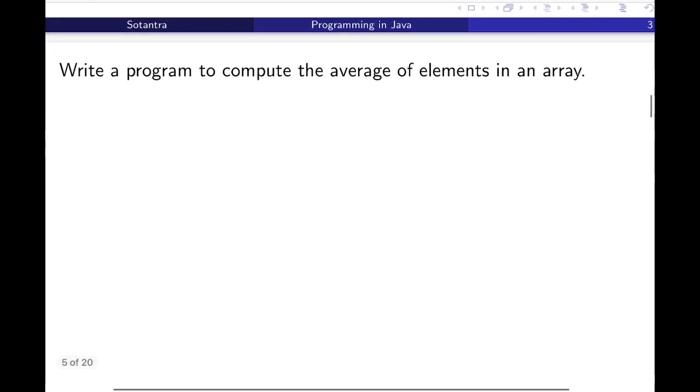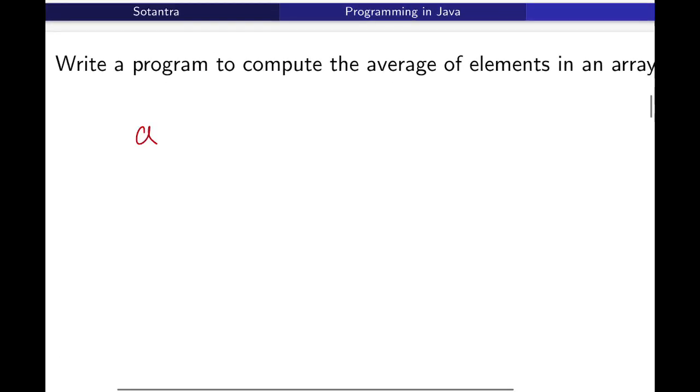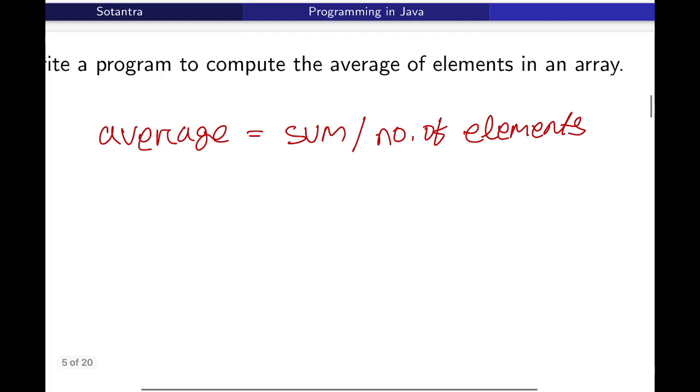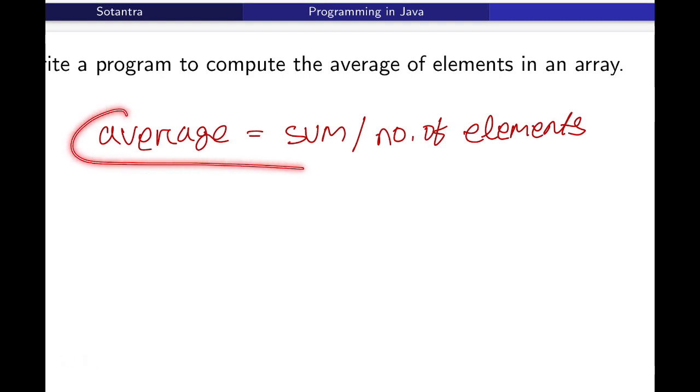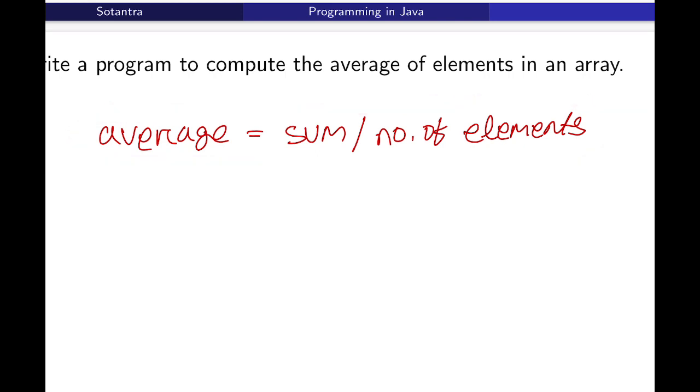So write a program to compute the average of elements in an array. So how to find the average? We know the formula for average is like this. Average equal to sum of the elements, sum division number of elements. So to compute the average, the formula is sum division number of elements.